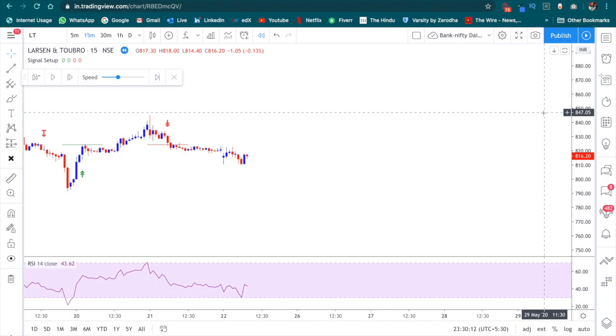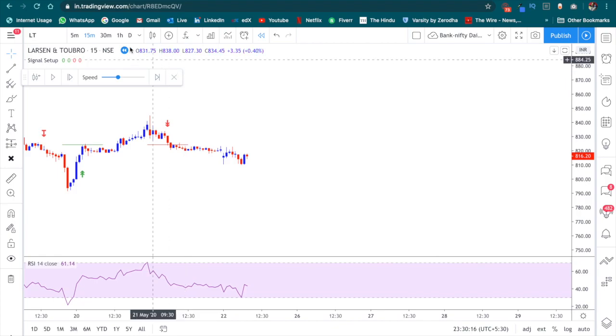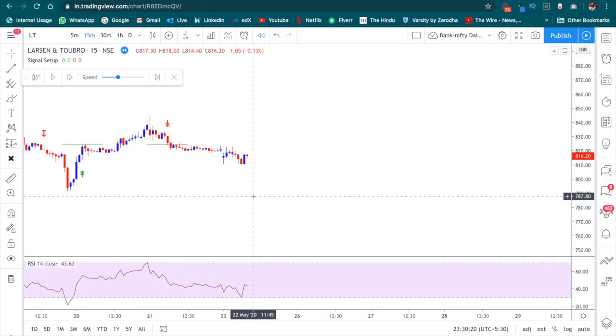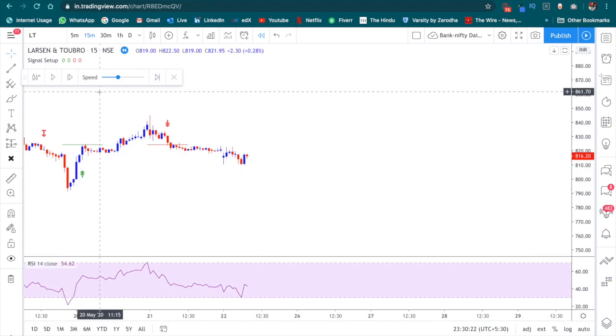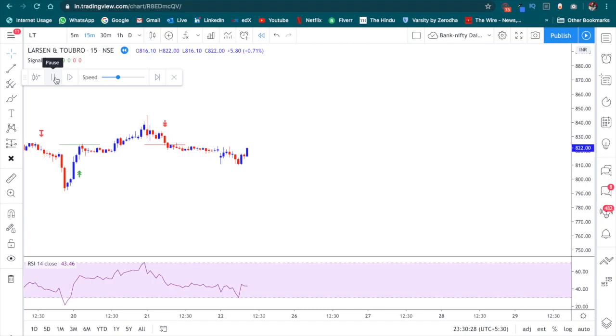Let's take another stock for this example. I'll take L&T and use the 15 minutes time frame, as you can see here, along with the RSI oscillator, as RSI is also one of the most common oscillators used by traders these days. Now let's see how the auto signal generator would have guided you over the previous few days.